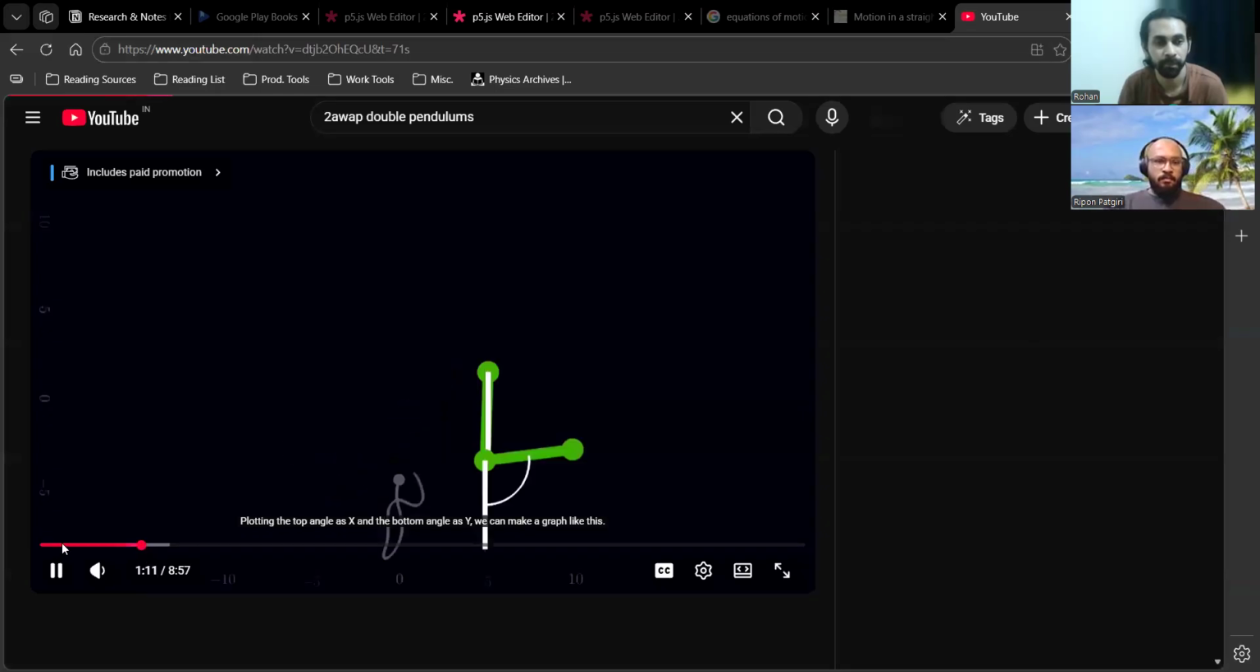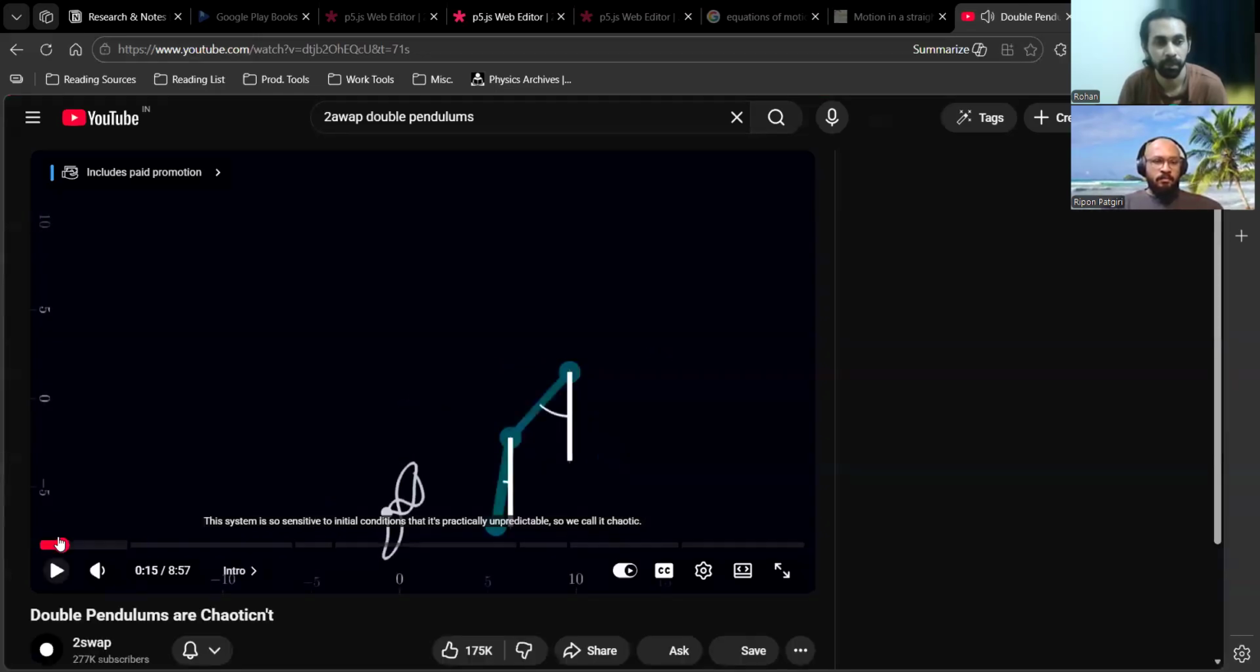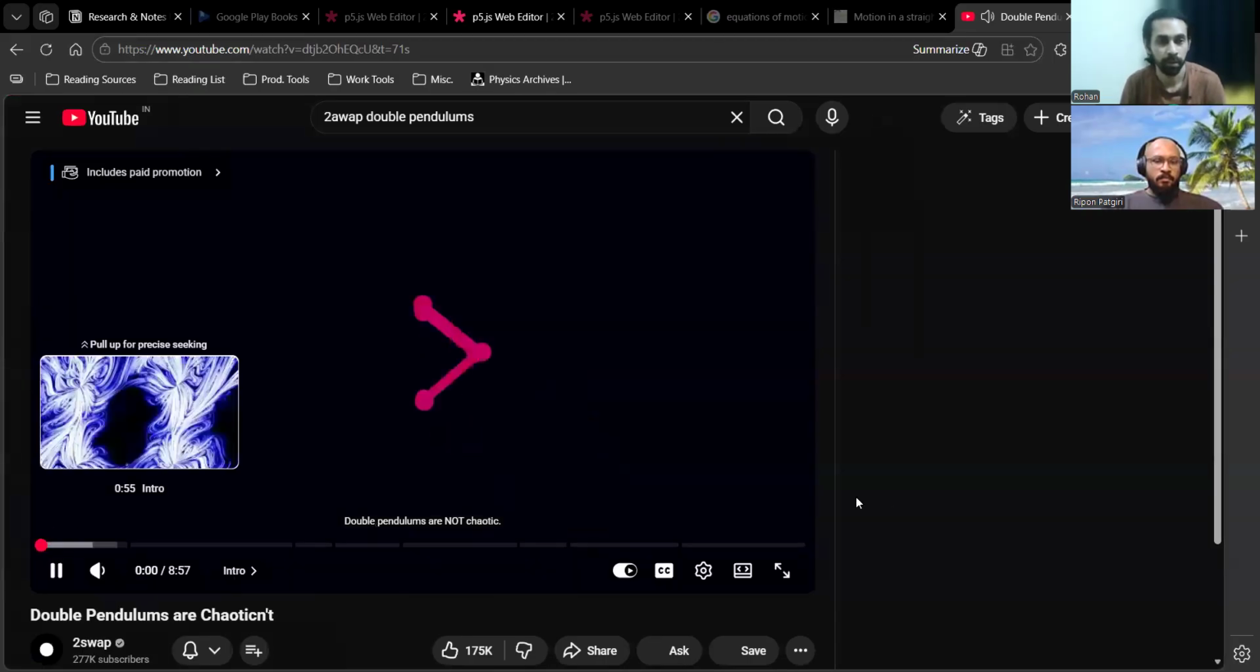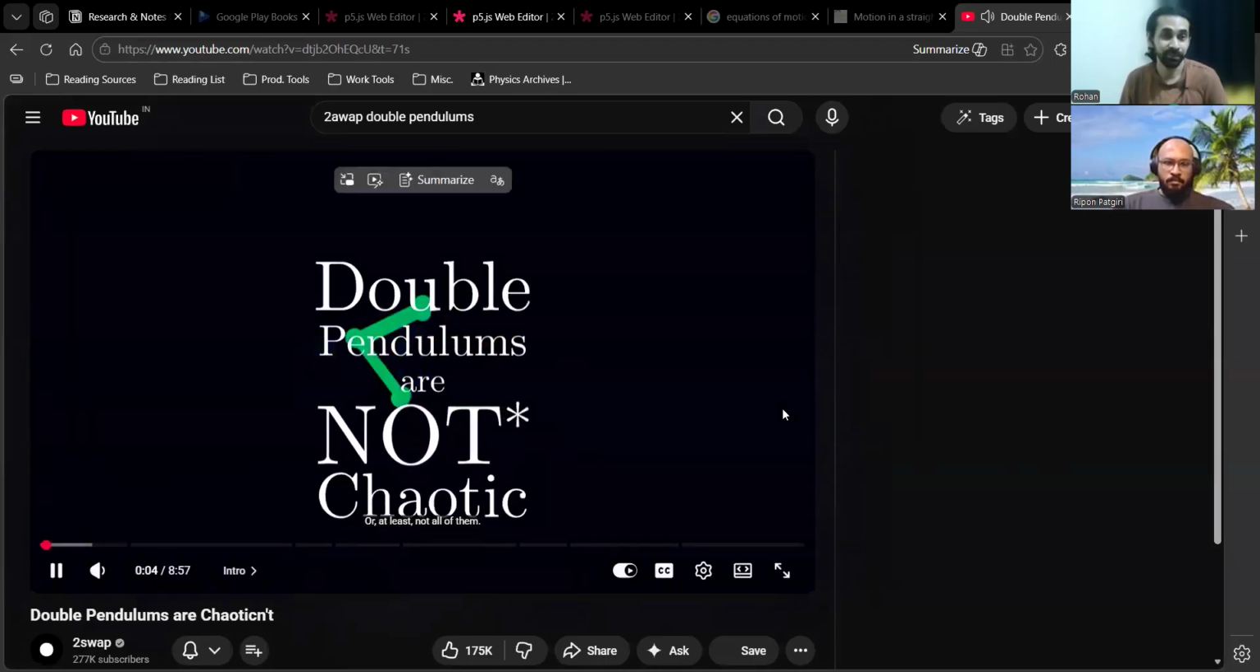Plotting the top angle as x and the bottom angle. Double pendulums are not chaotic, or at least not all of them.